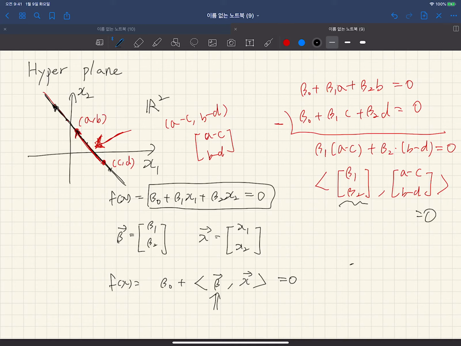When two vectors are orthogonal, then the inner product between the two vectors is 0. So here the beta vector, which represents the linear function on the 2D plane, is essentially orthogonal to the function.